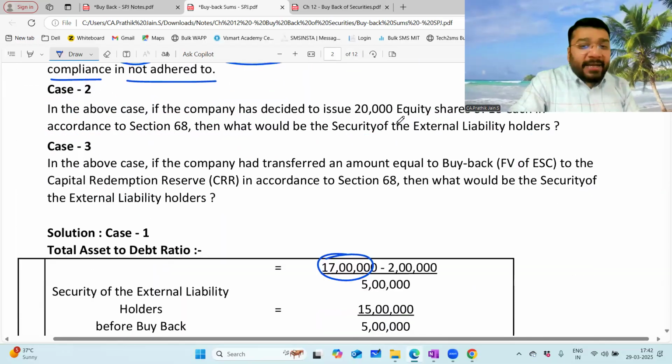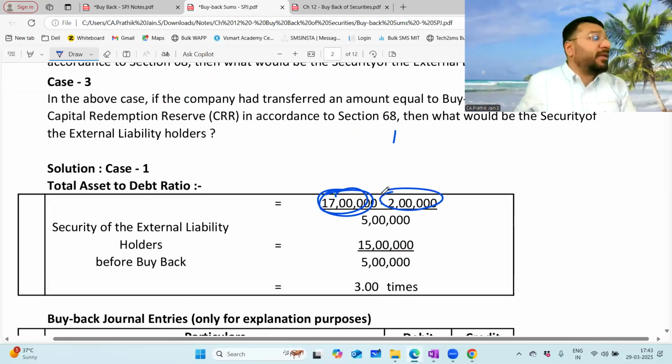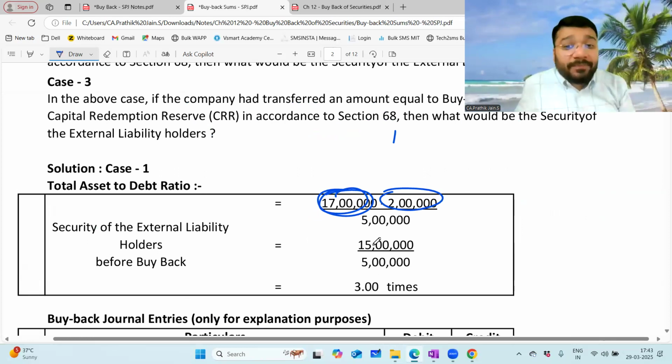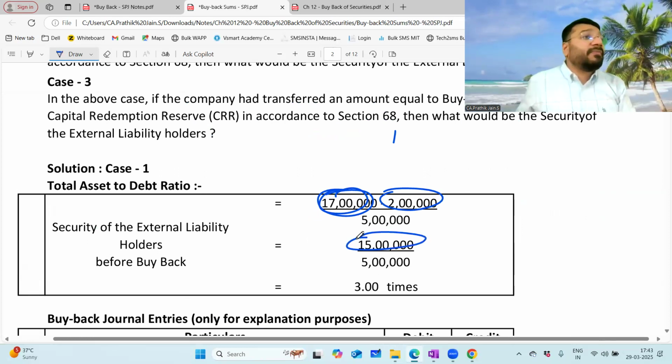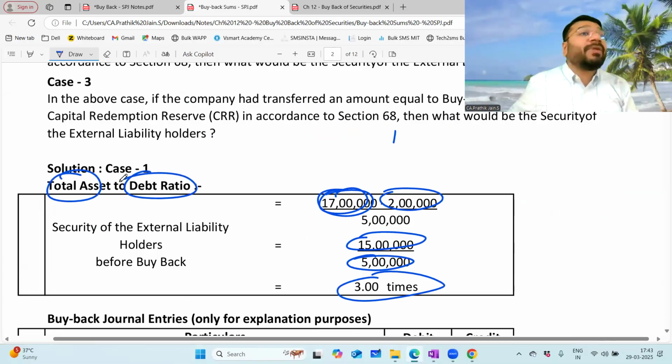Only 15 lakh rupees. Correct? So now I'm telling you that out of 17 lakh rupees, 2 lakh rupees is the free reserve for the equity shareholders. So how much money is available for the external liability holders? 15 lakh rupees divided by 5 lakh. What is 5 lakh? The external liability holders' value, 5 lakh rupees. So I'll get 3 times. What ratio is this? We've studied in 12th standard. This is called the total asset to debt ratio.